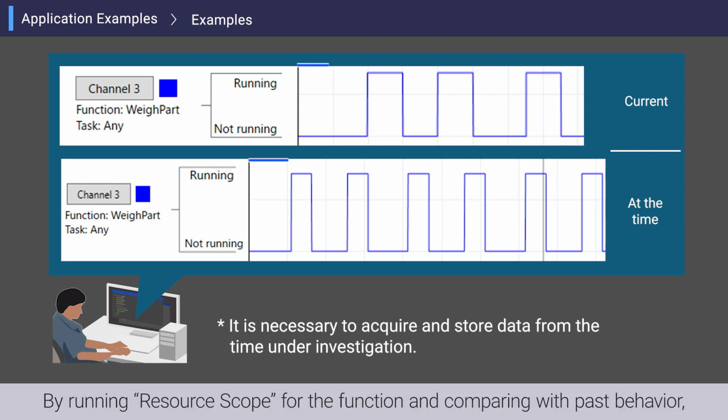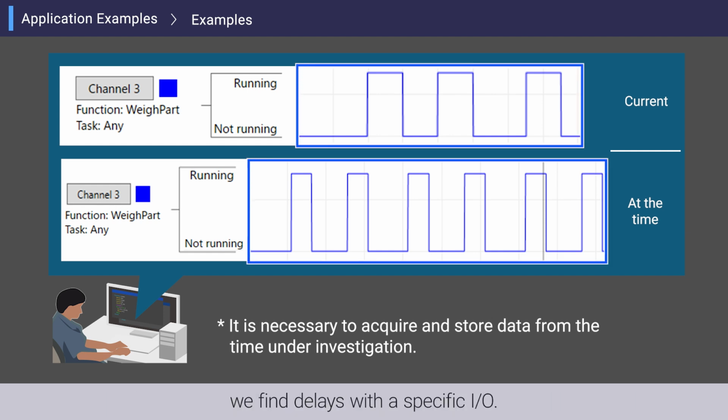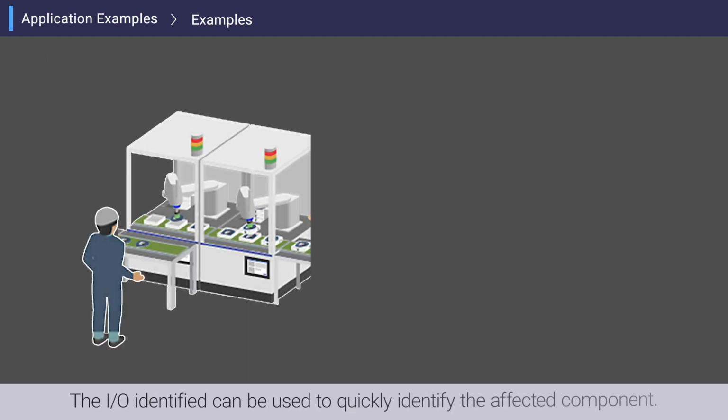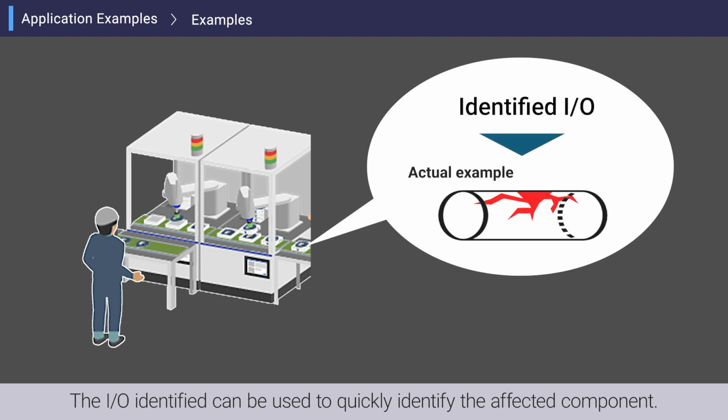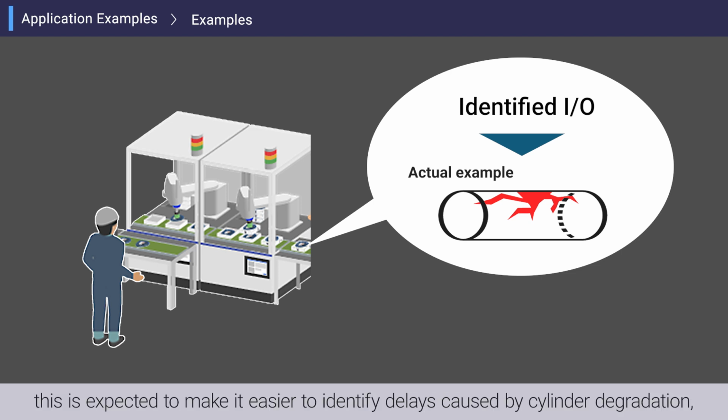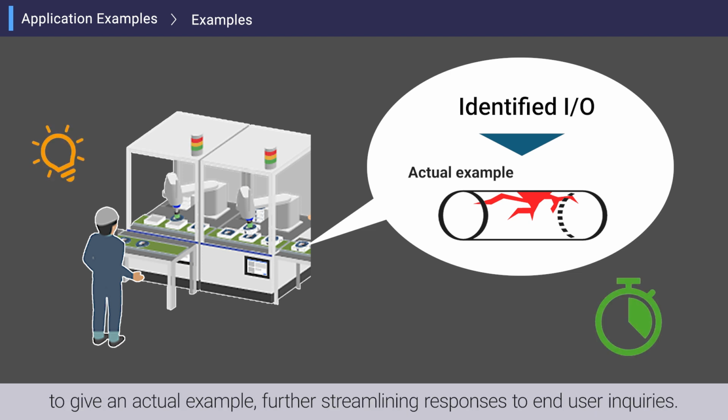Step 2. By running Resource Scope for the function and comparing with past behavior, we find delays with a specific I/O. The I/O identified can be used to quickly identify the affected component. For example, this is expected to make it easier to identify delays caused by cylinder degradation. To give an actual example, further streamlining responses to end-user inquiries.